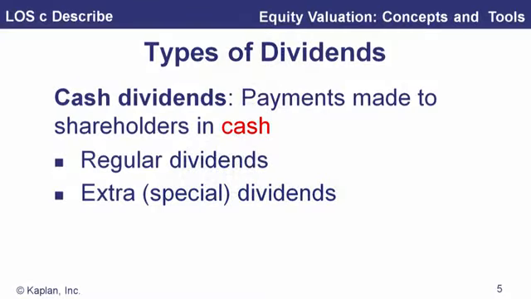We need to talk a little bit about types of dividends here. When we talk about cash dividends, these are cash payments made to shareholders, and we can have regular dividends or special dividends, sometimes called extra dividends. Not extra special dividends, either extra or special dividends. The thing with regular dividends is there's the expectation that the firm will be able to continue to pay those over time. And over time, hopefully, they'll increase their regular dividends as the earnings power of the firm increases.